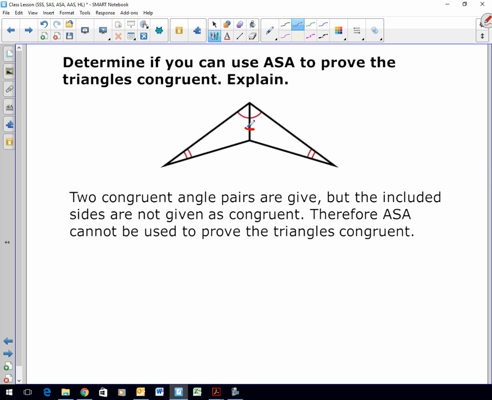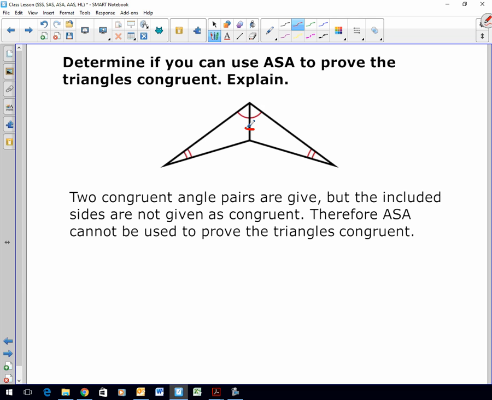These sides are going to be congruent by the reflexive property. Is angle, side, angle available here? The answer is no. It'd be angle, angle, side. Why would angle, side, angle not be available? Because I have angles without the included side, correct?